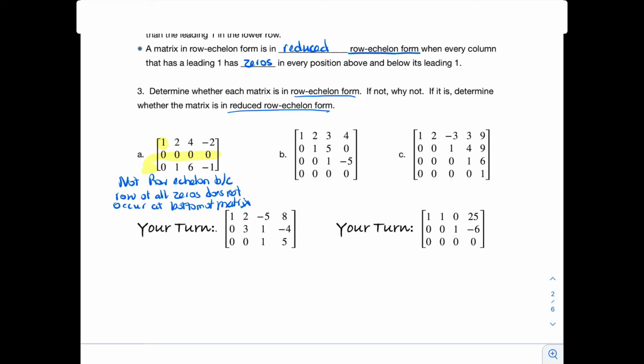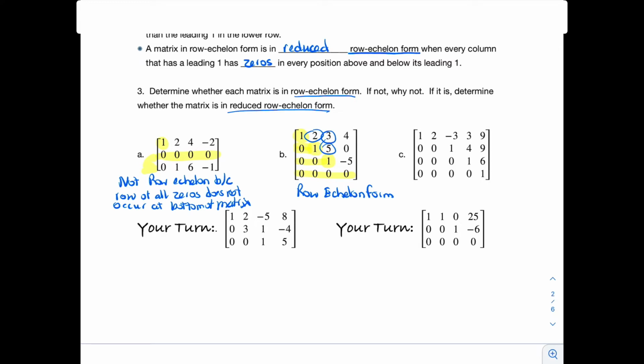Looking at example B, we have a leading one in the first row. Then we have a 0 followed by a leading 1. So our first non-zero entry is 1, and that one's good. And the third row, the last row, is all zeros. So yes, this one is in row echelon form. It is not reduced row echelon form because we do not have zeros above our leading ones.